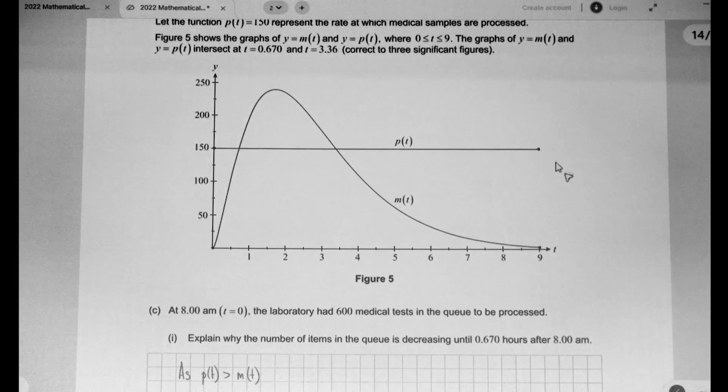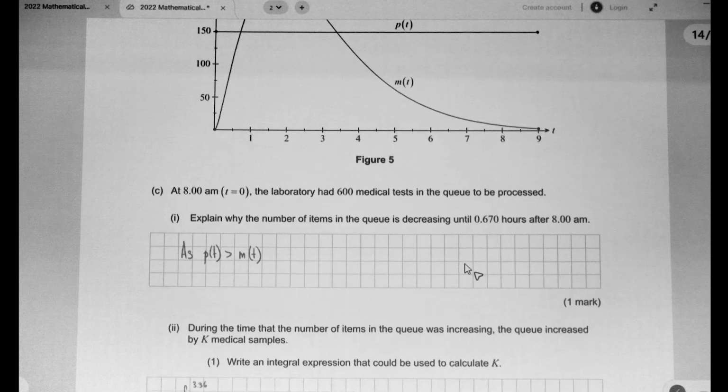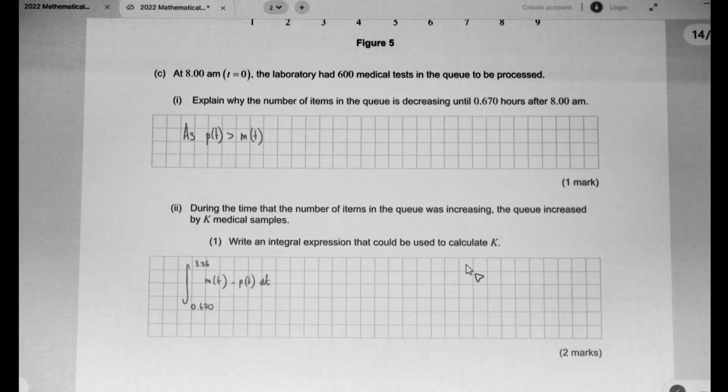Then they had to come up with an integral to represent that. Oh, no, hang on, it was a bit different. When it's increasing, so they had to come up with this. Now, I'm not going to go into the why that's the right answer or not. You can think that one through. Once again, we're looking for the limits of the integral to be correct and for them to have M take P, not P take M.